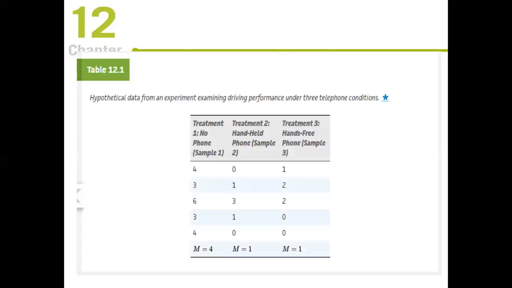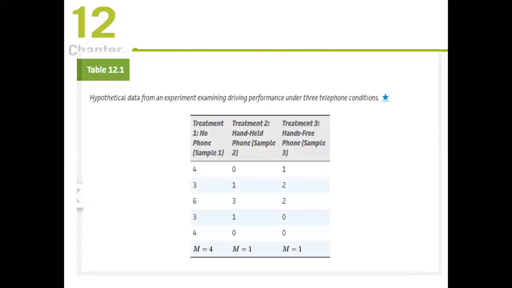So the mean number of mistakes for not using the phone was 4, and then we had 1 and 1. Kind of counterintuitive results. And sometimes in science that happens. Sometimes we get results that are surprising and maybe don't go along with what we predicted.